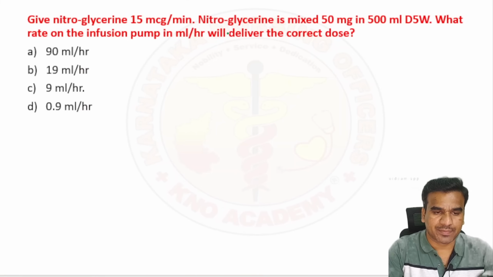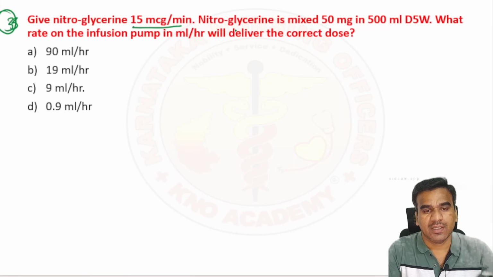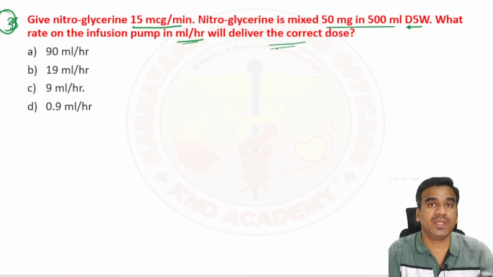Next question, number 3. Give nitroglycerin 15 microgram per minute. Nitroglycerin is mixed as 50 mg in 500 ml D5 water. What rate on the infusion pump in ml per hour will deliver the correct dose? How many ml per hour do we have to set to deliver 15 microgram per minute of nitroglycerin? This is the question.